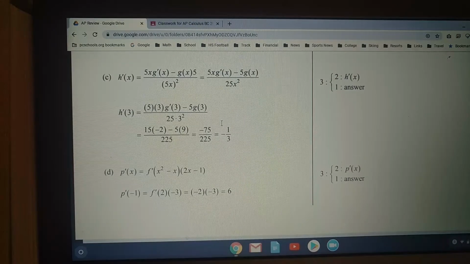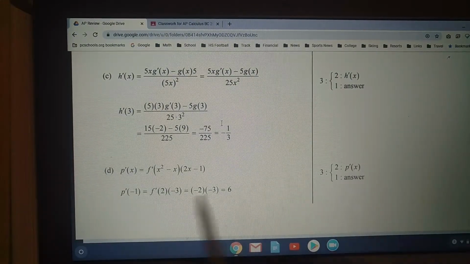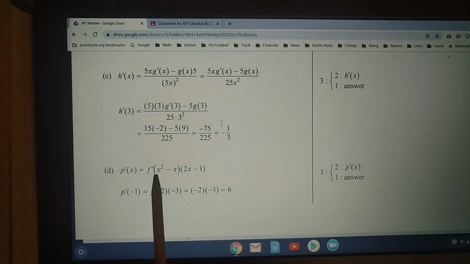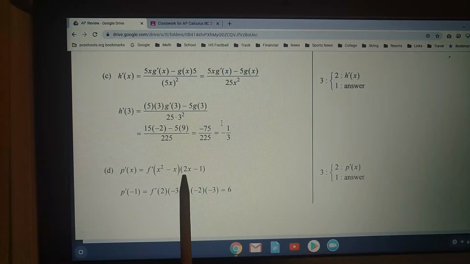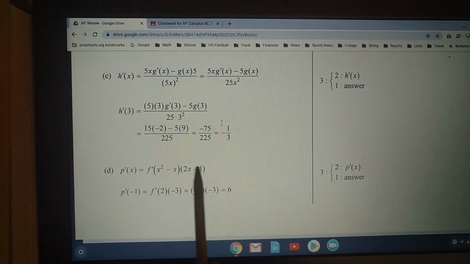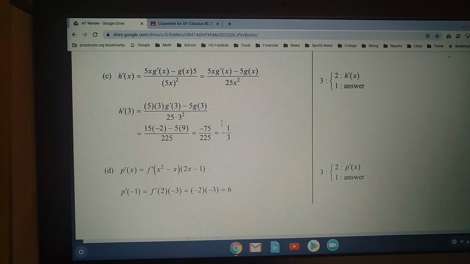All right, and then part D is also worth 3 points. So first we get 2 points if we do correct chain rule here to get p prime, which is going to be f prime of this x squared minus x times 2x minus 1. If we see that there, we get 2 points right there for chain rule. If we forgot this 2x minus 1, that would get us 1 point if we forgot to take the derivative of the inside. But 2 points there for the correct chain rule in action. And then if we do evaluate correctly, put the answers in, we'll get 6. That gets us our answer point.